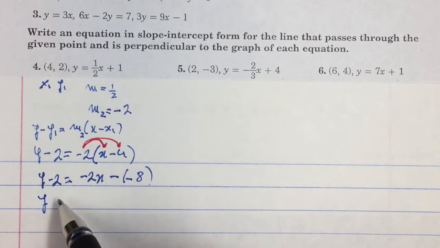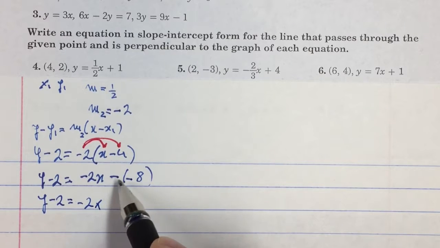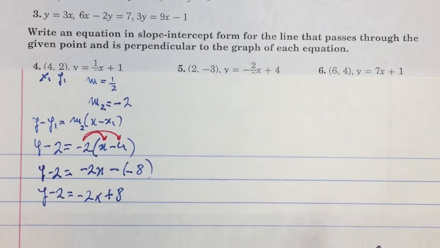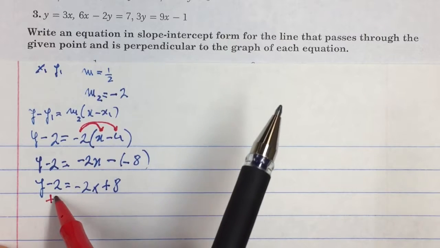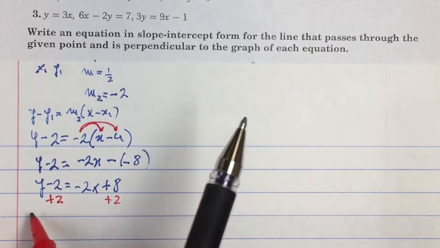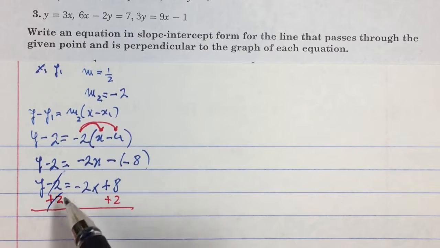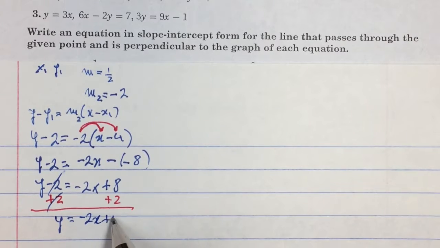Let's work with the numbers here. y minus 2 equals negative 2x, minus negative 8 is the same as adding the opposite, plus 8. And I'm going to get rid of the negative 2 there. The 2 is being subtracted, so I'm going to add 2 to both sides. This 2 goes away, negative 2 goes away. So y equals negative 2x plus 10.